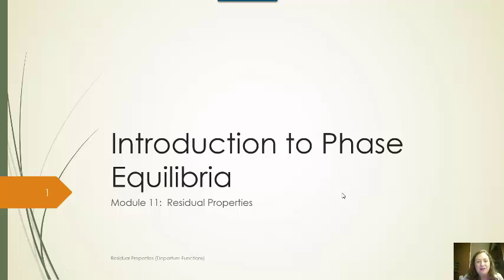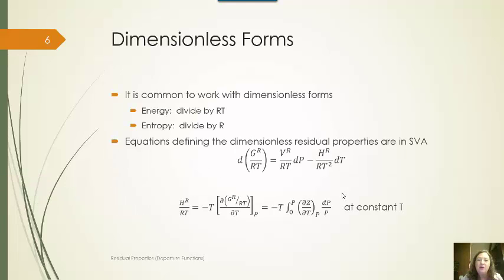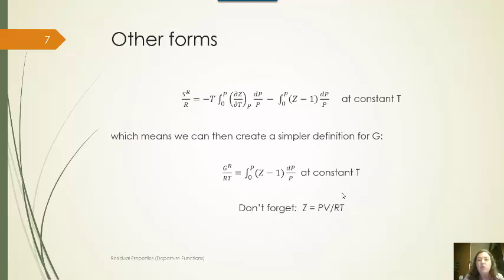Let's wrap up our discussion of residual properties. Now, again, we've been talking about definitions that are in a dimensionless form, and we get those by dividing by RT for energy and R for entropy. We choose the units for R, which gives us the appropriate units that we would want for, say, Gibbs energy or enthalpy. And formulas that we have available to us are in terms of Z.